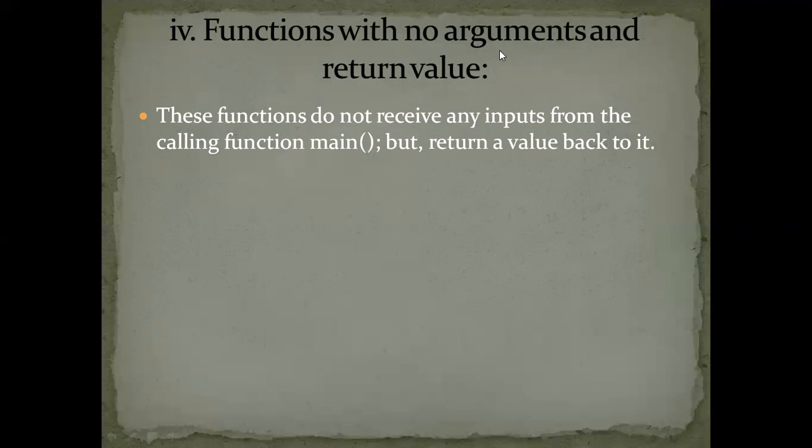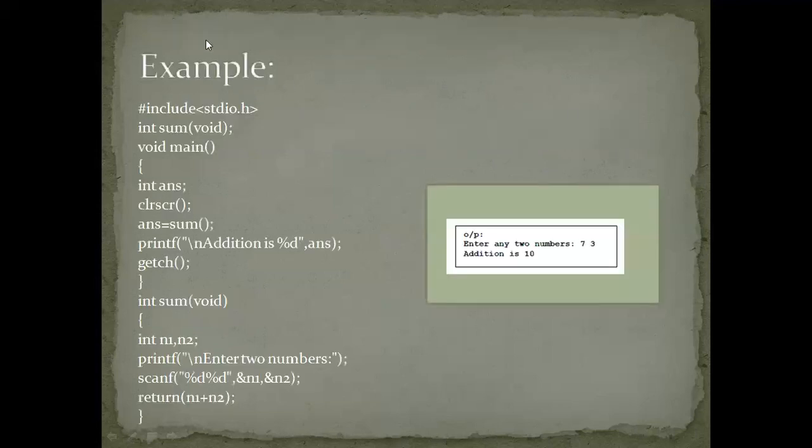Okay, what does it mean? No arguments means the programmer is not going to pass any parameter or argument to the function, but it returns a value. So these functions do not receive any inputs from the calling function main, but return a value back to it. Understood? Okay, we'll see one example. The same addition operation, addition of two numbers, we have taken as an example to explain this particular concept.